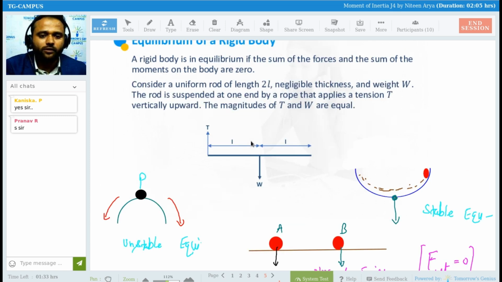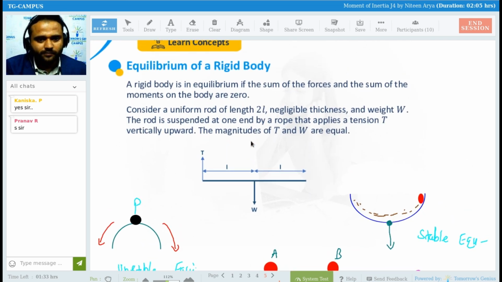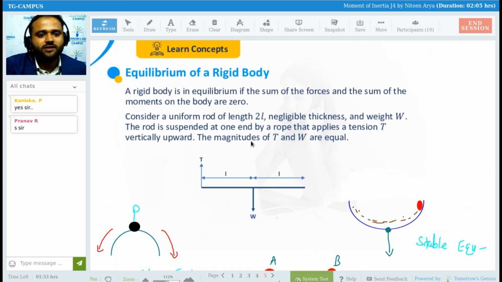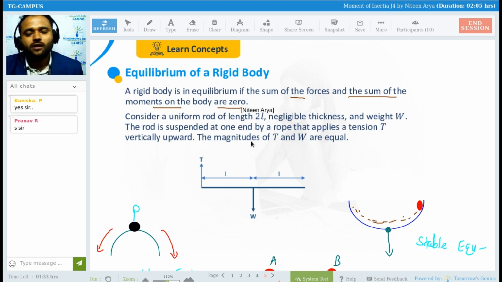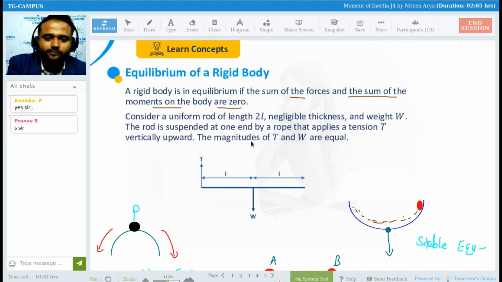In the same sense, if I have a rod, what does equilibrium mean for a rigid body? Let's read it out. A rigid body is in equilibrium if the sum of the forces and the sum of the moments on the body are 0. Moments, you can say moment of force, or basically the torque. If the net torque on this body is balanced out, it is not going to rotate, and that is known as the equilibrium of a rigid body.